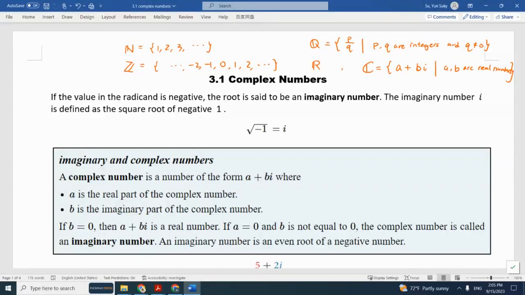Okay, and if b equals 0, then you just get a plus 0 times i, which is just a. So you get a real number, right? And if a is 0 and b is not equal to 0, then the complex number is called an imaginary number. Okay, imaginary number. An imaginary number is an even root of a negative number, right? Okay. So this is the definition of complex numbers.